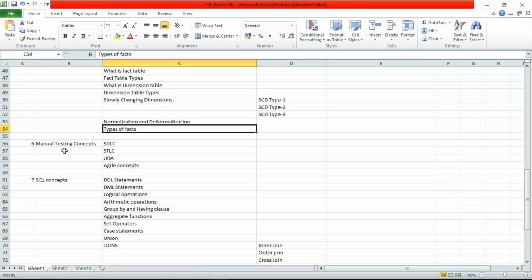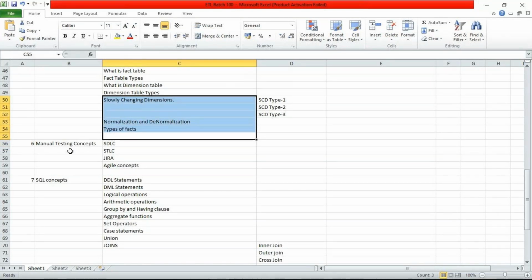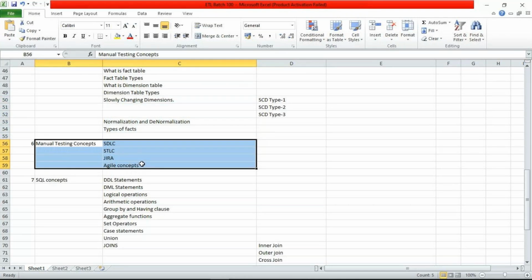Once we complete data warehouse and ETL altogether, we'll move to manual testing concepts. We need to understand manual testing concepts because ETL testing is also a type of testing, right? We'll see what the types of software development life cycle are, and what the types of software testing life cycle are. There are plenty of such life cycles, SDLC and STLC, but the one widely used in the market nowadays is agile, right? So we'll see agile concepts as well.